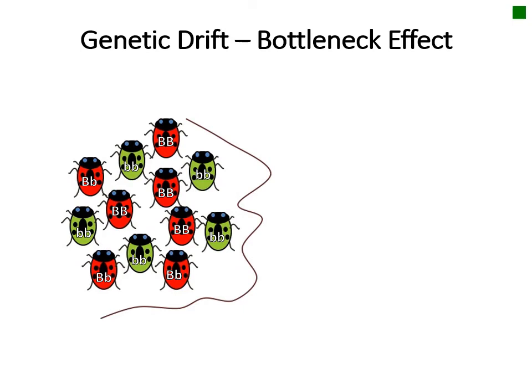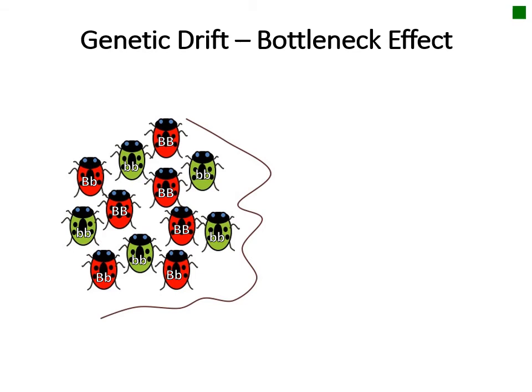For example, this population of bugs has a certain allele frequency. There are 4 homozygous dominant red bugs, 3 heterozygous red bugs, and 5 homozygous recessive green. You can pause the video and calculate the allele frequencies for the dominant B and recessive b alleles. You should have calculated that the frequency of the dominant allele is 45.8% and that of the recessive allele is 54.2% of the population. This is close to 50-50.